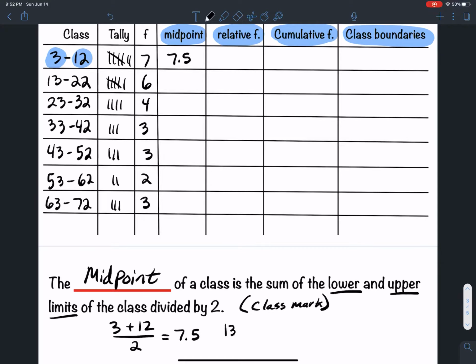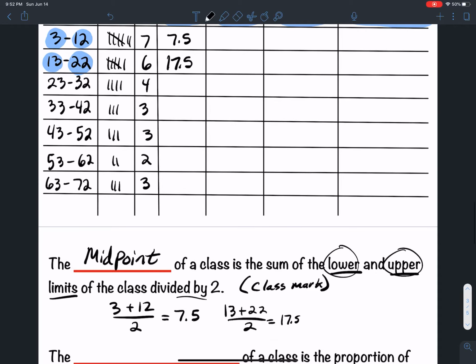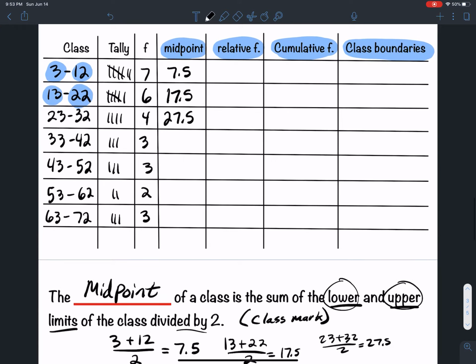Well, it would be 13 plus 22, lower plus the upper, right? Lower plus the upper divided by 2. So 13 plus 22 divided by 2 gets me 17.5. Okay? And then we can keep going. 23 plus 32 divided by 2 equals 27.5. I wonder if you see a pattern here.